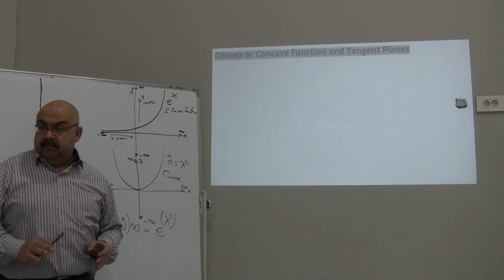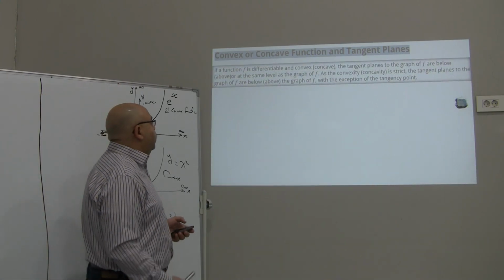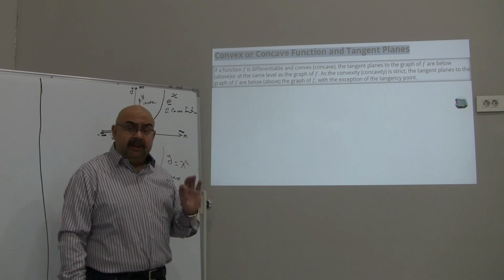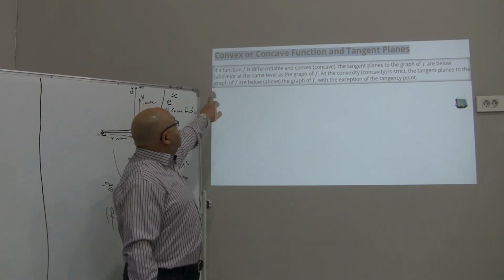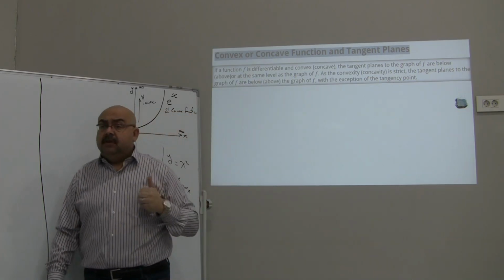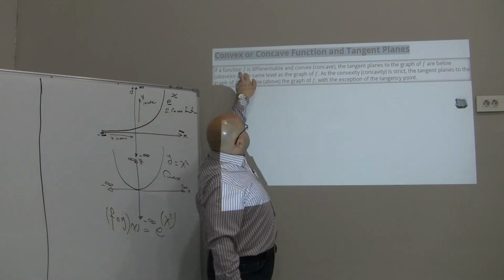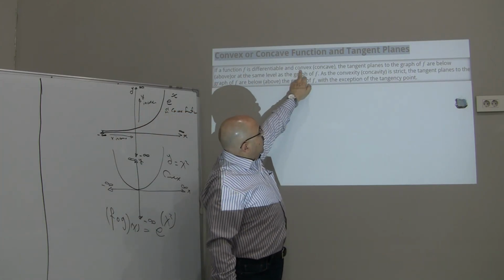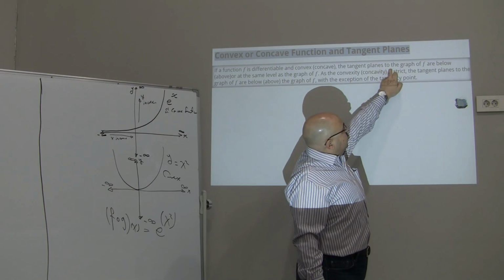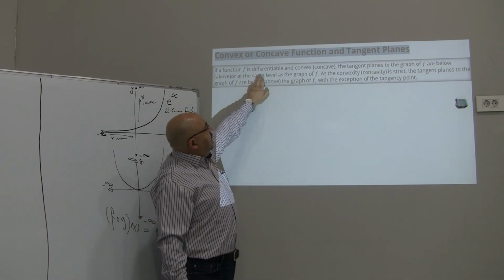To the next property from these properties related to convexity, either convex or concave functions, we will speak about the tangent planes property. This is very, very important, and that definition is important. If a function is differentiable, so you have a condition that your function is differentiable, number two, and f is convex also, the tangent planes to the graph of f are below or at the same level as the graph of f.